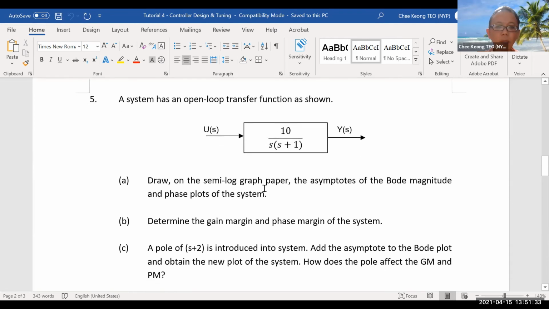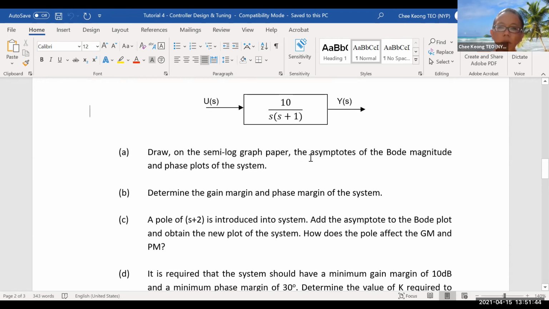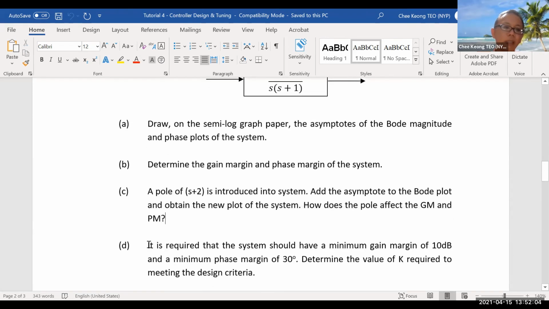First of all, let's talk about question 5. Question 5 is pretty easy because the transfer function is 10 over s plus 1. They ask you to draw on semi-log paper the asymptote and magnitude plot of the system, so this is doing your Bode plot, and determine the gain and phase margin. Secondly, introduce another pole to the system and redetermine your gain and phase margin. Finally, it requires the system to have a minimum of 10 dB gain margin and phase margin of 30 degrees. Determine the K required to meet this.